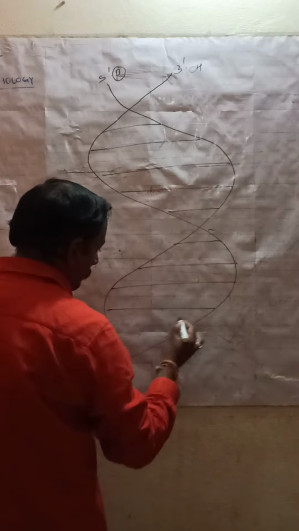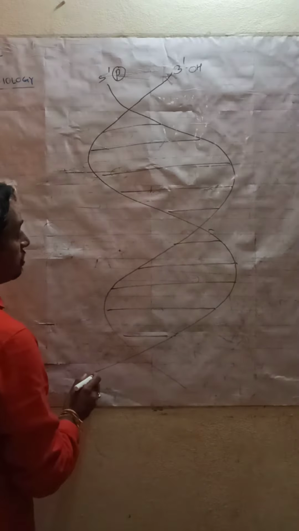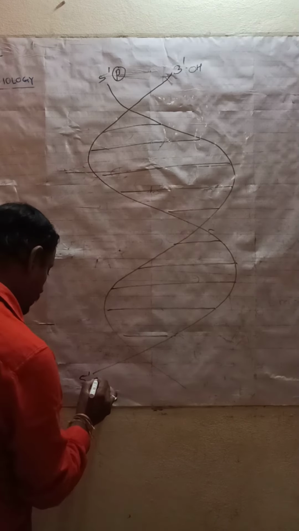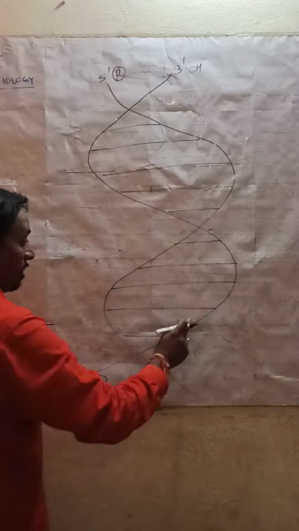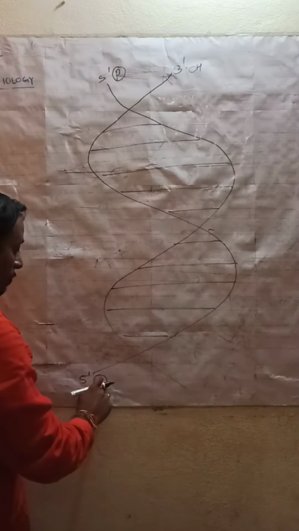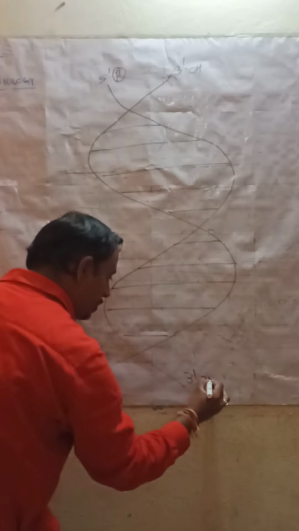So let's see how many bases there are. What is the structure of this DNA? Let's reveal this. Okay, 5' phosphate, C. It is anti-parallel. If one end is 3', the other must be 5'. If one is 5', the other must be 3' OH.